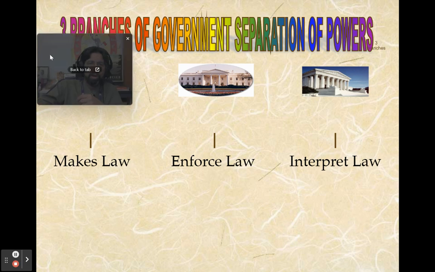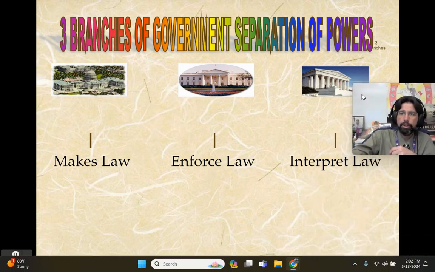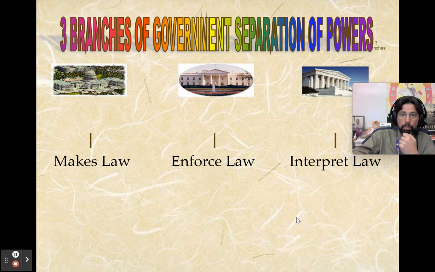So what happens in these systems is that there are things very specifically that each branch can do. Of course, the legislative branch makes law, that is the US Capitol, and that is Congress. The White House is the executive branch, and they enforce law, it's the president. And the interpretation of law is the judicial branch, and that is the Supreme Court. And that's the Supreme Court building.